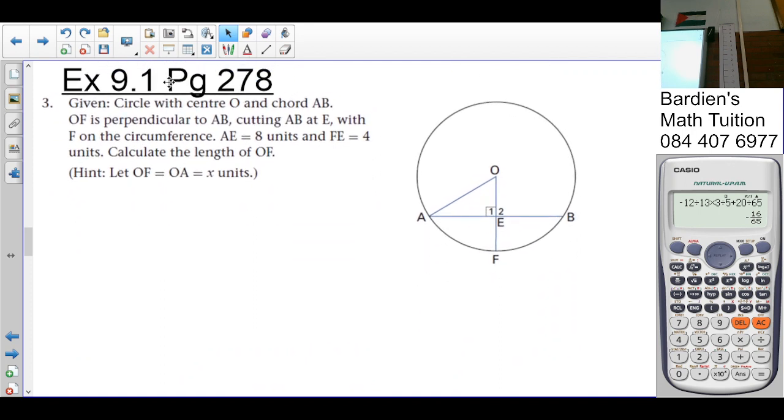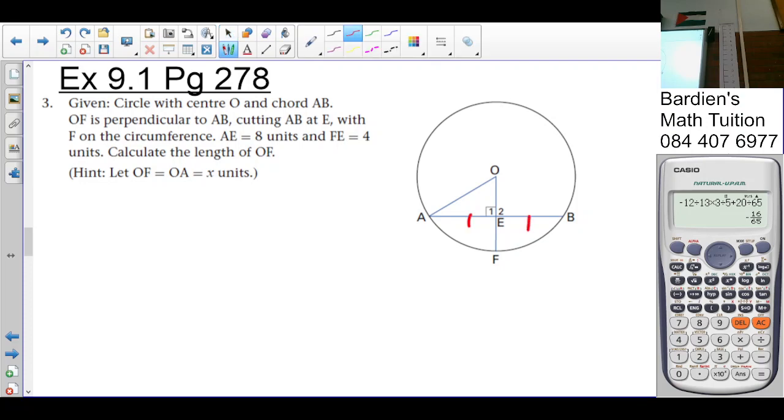Alright, now we're looking at number 3. Circle with center O and chord AB. OF is perpendicular to AB. So if OF is perpendicular, then AE is equal to EB. Why? Perpendicular from center to chord bisects the chord. Cutting AB at E with F on the circumference. Then we are told that AB is 16, so AE is 8. Then EF is 4. Calculate the length of OF.